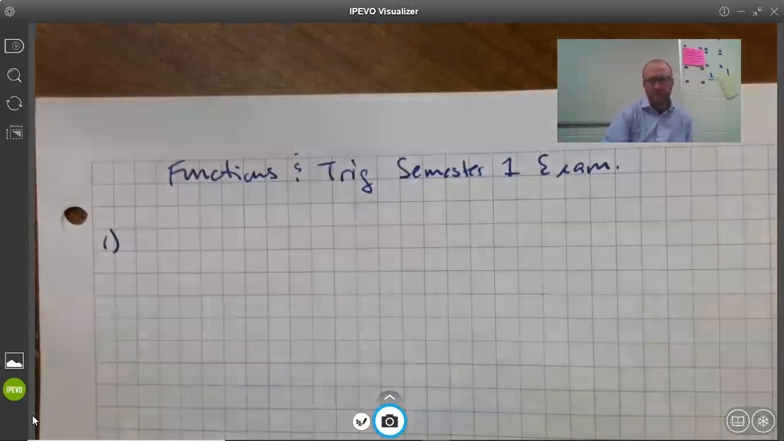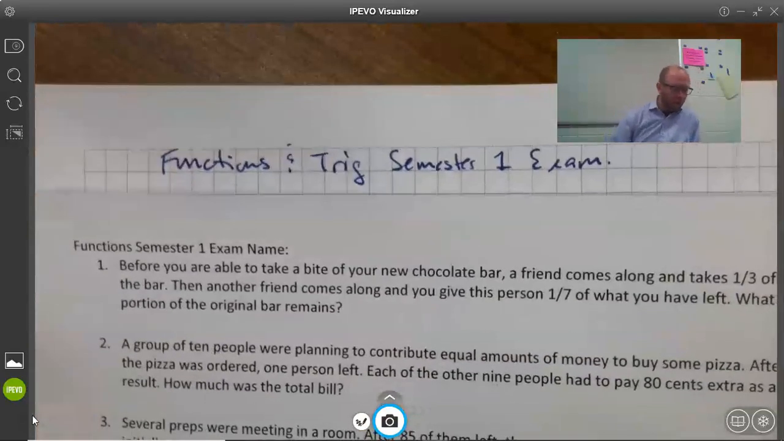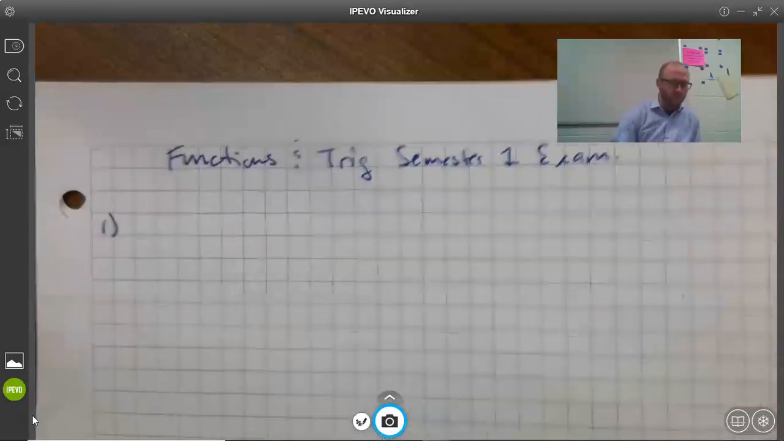Problem number 1. Before you are able to take a bite of your new chocolate bar, a friend comes along and takes 1/3 of the bar. Then another friend comes along and you give this person 1/7 of what you have left. What portion of the original bar remains? All right, so I'm going to draw a picture for this one.